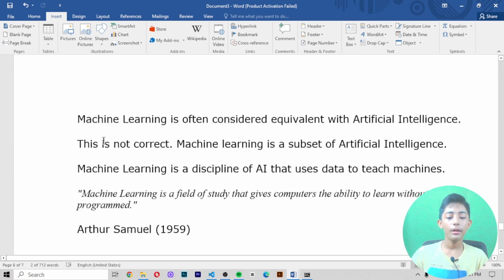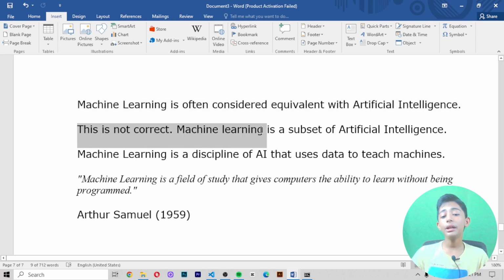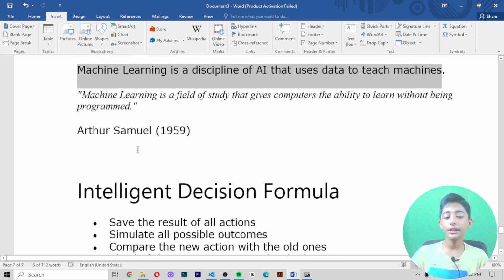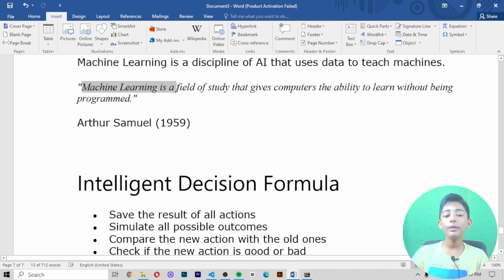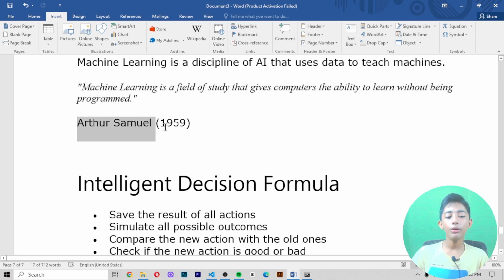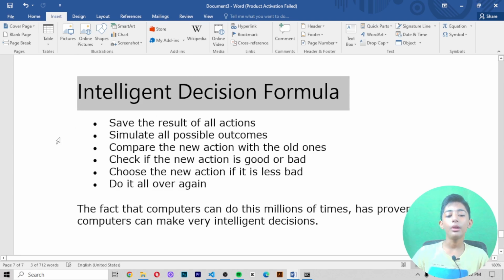Machine learning is often considered equivalent to artificial intelligence. This is not correct, but machine learning is a subset of artificial intelligence. Machine learning is a discipline of AI that uses data to teach machines. Machine learning is a field of study that gives computers the ability to learn without being explicitly programmed. Arthur Samuel, 1959.